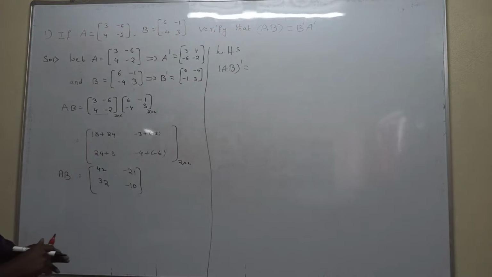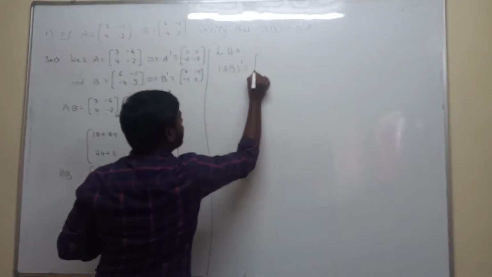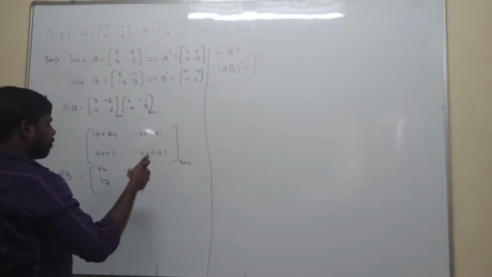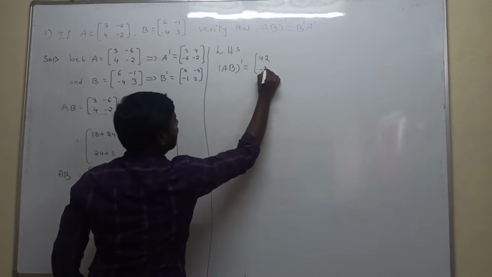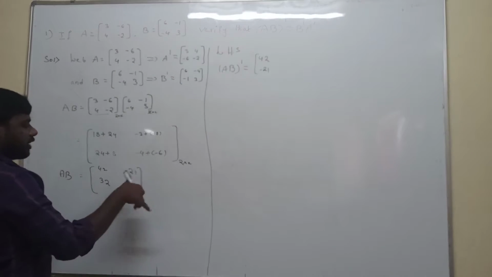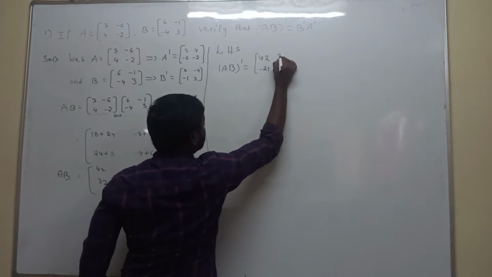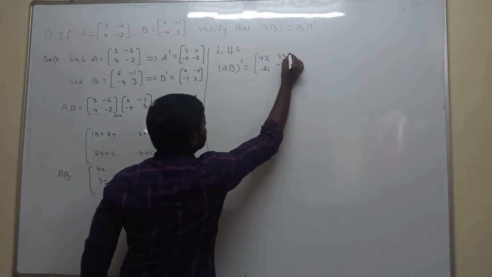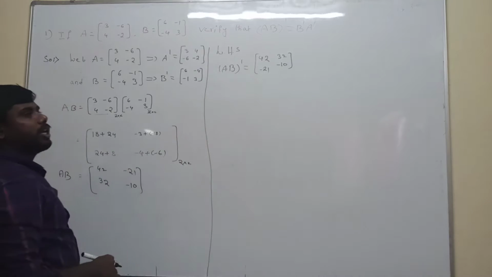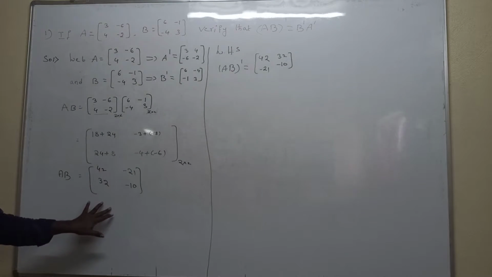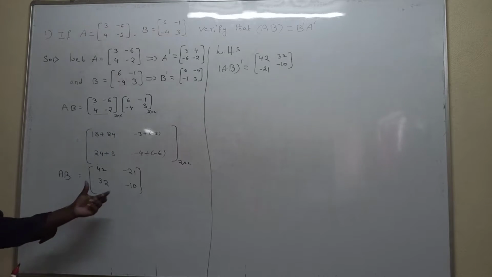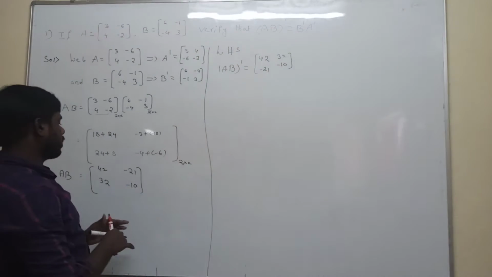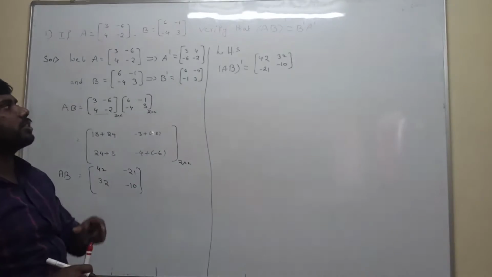So the first row is replaced with the first column. The first row is 42, minus 41, replaced with the first column. Next, the second row interchanges with the second column. So the second row is 32, minus 10. Transpose of AB means interchanging rows and columns: 42, minus 21 is the first column, and 32, minus 10 is the second column.